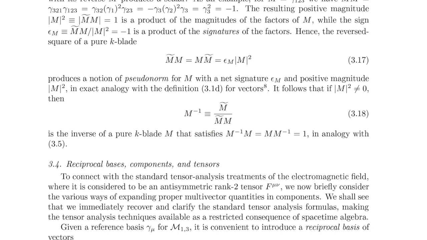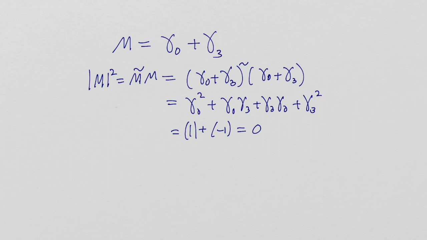Let me give you an example, by the way, of a situation where the magnitude of M actually is zero. So here's an example of a vector whose magnitude is zero, right? If the multivector is gamma zero plus gamma three, the magnitude squared is M reversed M.